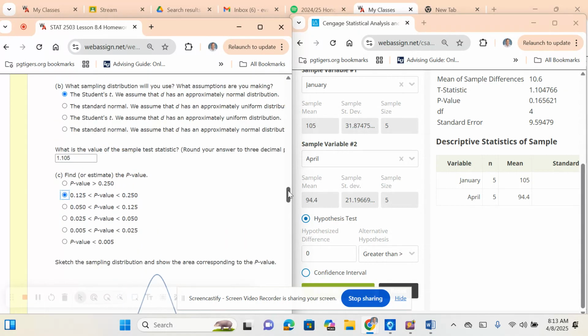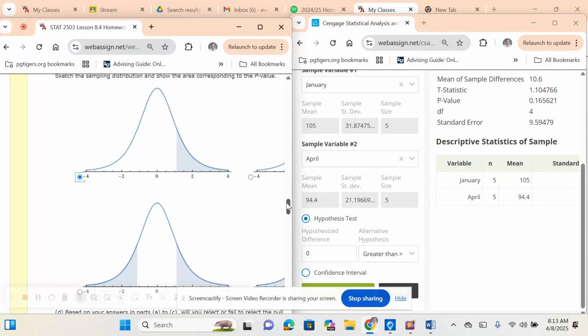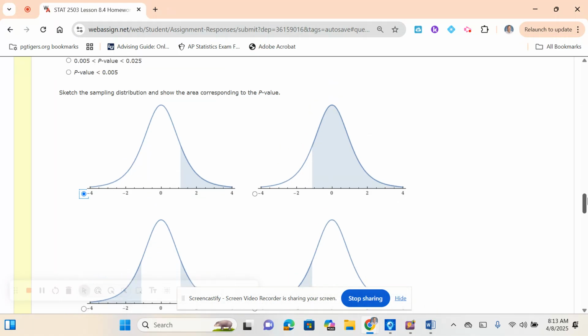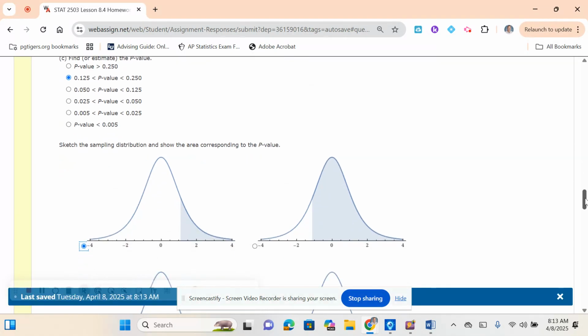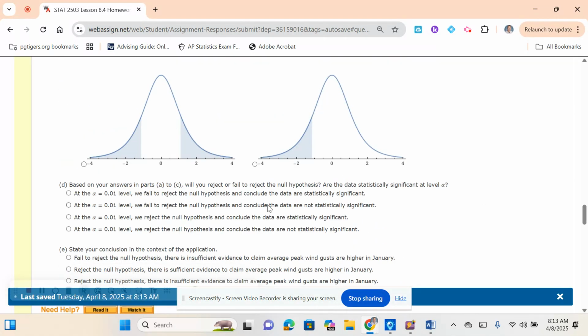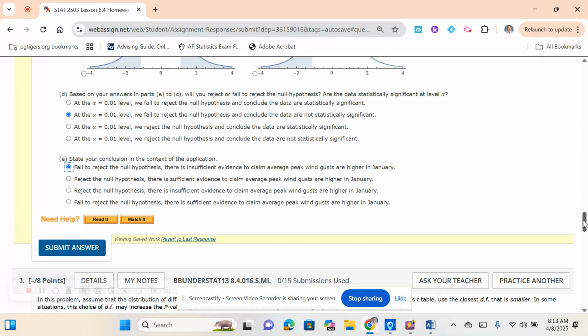And remember, this is a greater than, so greater than is a right-tailed test. When p is low, reject H0. So how does our p-value compare to alpha? Our p-value is greater than 0.01. So we fail to reject, and it's not statistically significant. When it's greater than alpha, we fail to reject, which is basically saying not guilty, not significant. And when you fail to reject, there's insufficient evidence. So we don't have evidence to prove that it was significantly higher in January.